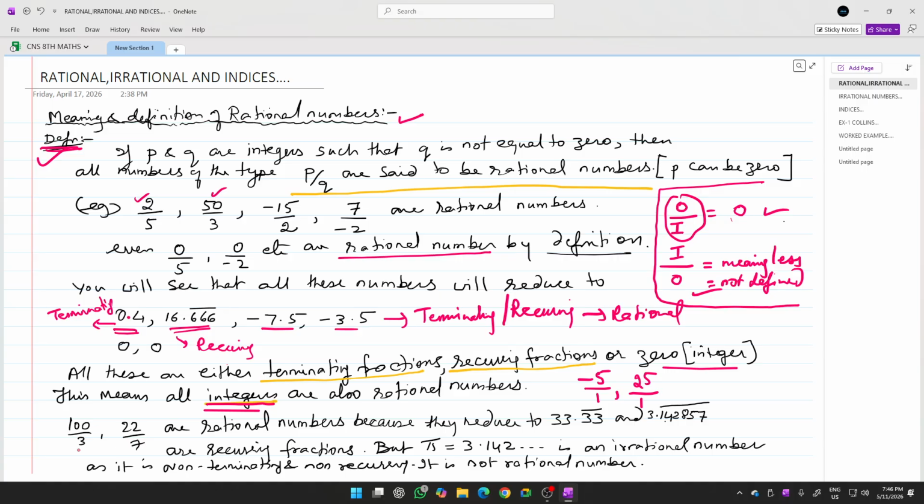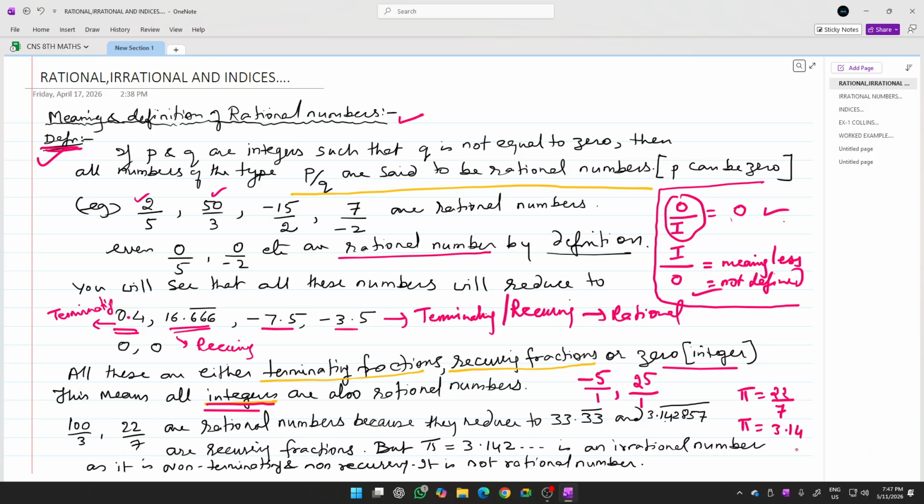100 upon 3. Now 100 upon 3 is a rational number because 100 is an integer and 3 is an integer. So this fraction of 100 upon 3 is always a rational number. 22 upon 7 is also a rational number. 22 is an integer, 7 is an integer. So 22 upon 7 will be a rational number. Now here 22 upon 7 is the value of pi that we use in our mathematics to find the area of the circle, pi r square and all that. We take the value of pi as 22 upon 7, and you must be using the pi value as 3.142 also.